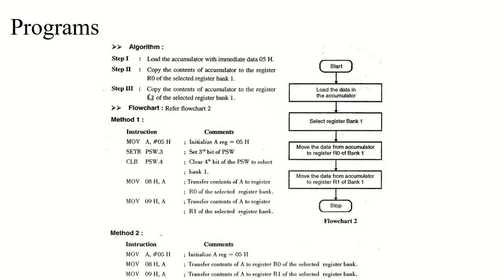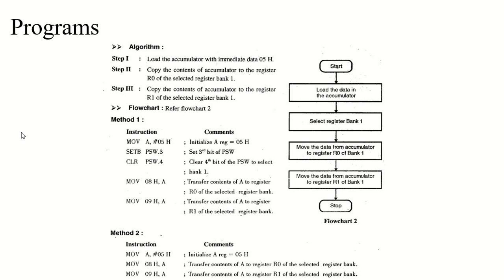The third step will be to move the data from accumulator to register R0 of bank 1, in which we have used the move instruction. And in the fourth step, we will again use the move instruction to move the data from accumulator to register R1 of bank 1. And once that is done, we are going to stop, and we use the oval for stopping or ending the algorithm or flowchart.